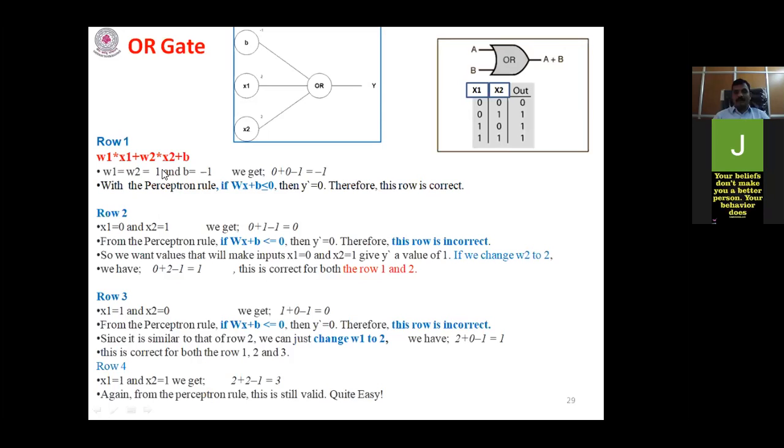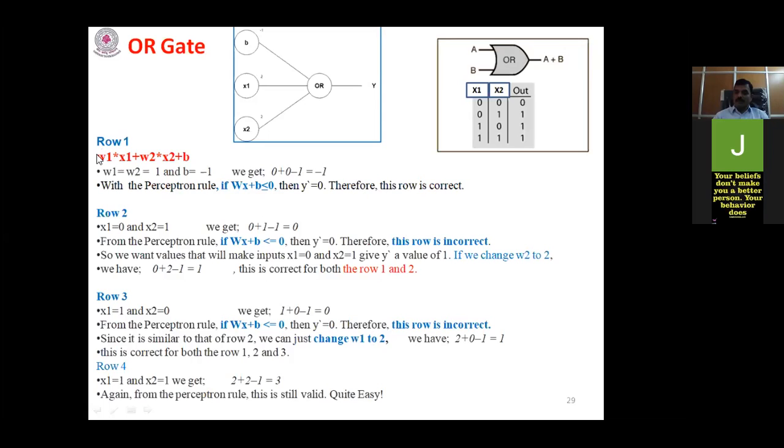Therefore, this row is incorrect. Since it is similar to row 2, the process is similar to row 2 only. We can just change W1 to 2. Now I am changing W1, not W2. Why am I not changing W2? You see here x2 is 0, and 0 multiplied by W2 is equal to 0. So I am focusing on W1. Now W1 I have changed, and W2 is readjusted to 2.